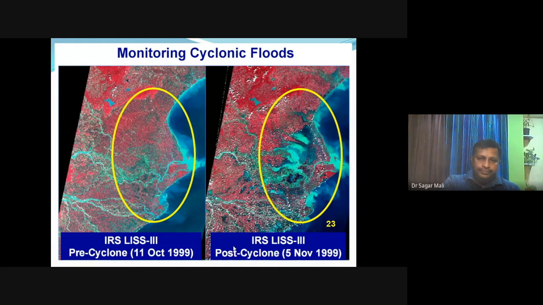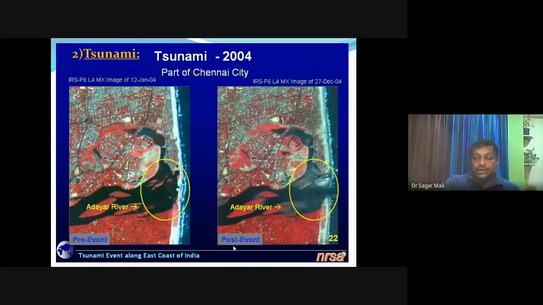For monitoring the cyclone, this is imagery from before the cyclone, and the right hand side is after the cyclone. You can easily see how much damage has occurred. So if we have these before and after satellite images, we can analyze them and find out how much damage has occurred. This is also the impact of the tsunami on the Adyar River. This is the incident of 2004. We can see the pre-event and post-event satellite imagery.